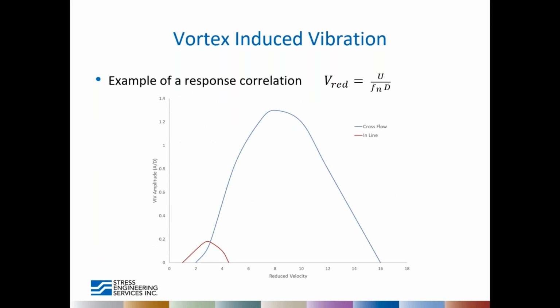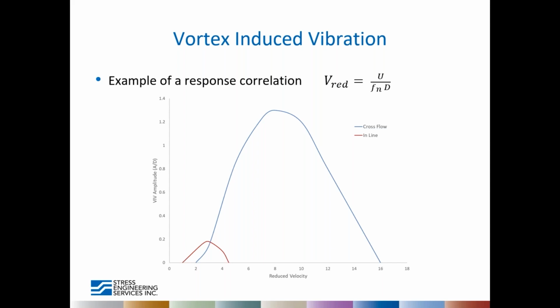Okay, this shows an example of a response correlation, and here's my only equation in this presentation, and it's fairly simple. So the reduced velocity is determined from the free stream velocity u divided by the natural frequency of the pipe and the diameter of the pipe. And the frequency of the pipe is determined by things like the mass of the pipe and the length of the pipe. So from the reduced velocity, you can find a maximum amplitude of the VIV for the pipe span. So if I have a reduced velocity of say 4, then I get a VIV amplitude of 0.4, and I can then take that amplitude and apply it to the mode shape of the pipe and calculate the dynamic bending stresses. And if I calculate the dynamic bending stresses, then I can use those to estimate a fatigue life.